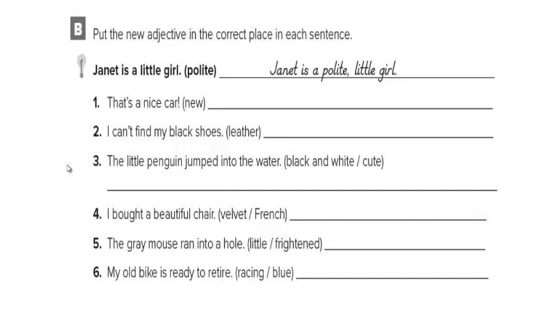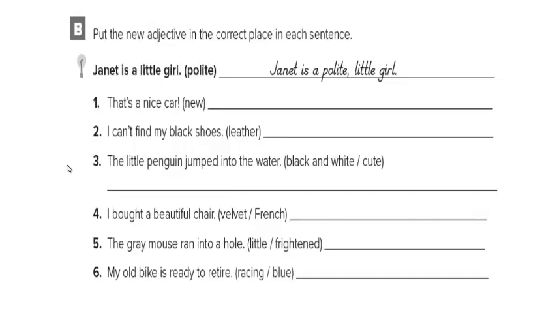That's a nice car. And then we add new. It should sound like, that's a nice new car. Nice is the adjective for opinion, and then comes that of age, new, and then the object itself, the car. I can't find my black shoes, leather. I can't find my black leather shoes. Because the adjective for color comes before the adjective for material.